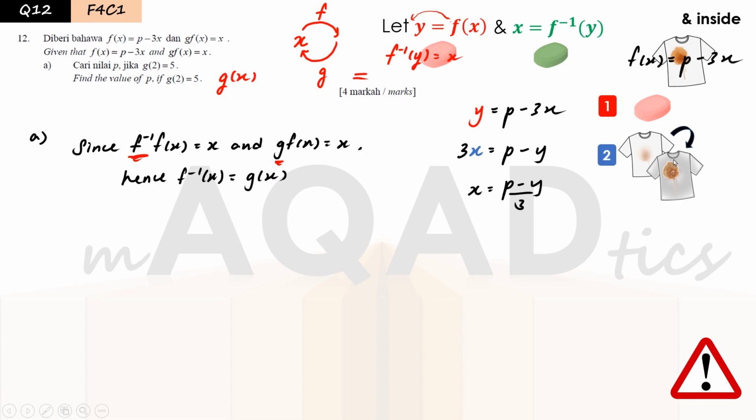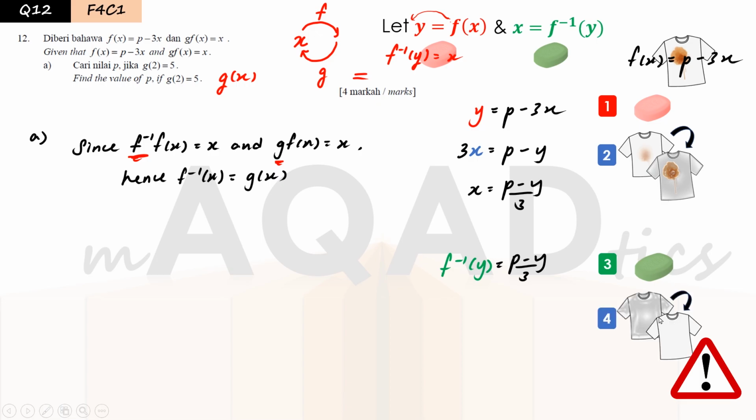Now we have accessed the inside of the shirt already, so we apply the second soap. This will be our third step, to apply the second soap to clean the inside of the shirt. From the function point of view, it would be this equation substituted into this equation, so the x here will be changed to f inverse of y. Now the outside and inside of the shirt are clean already.